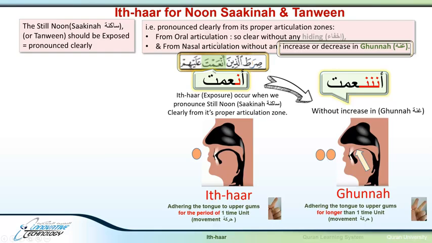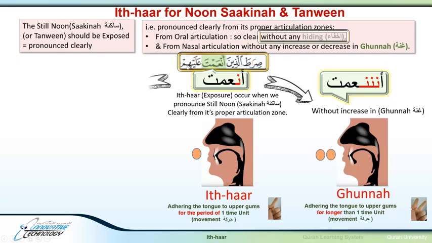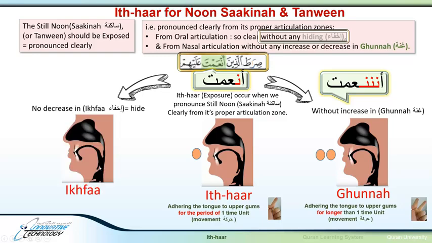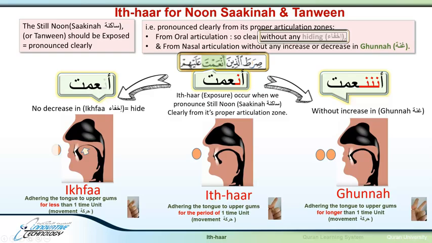On the other hand, we've said we shouldn't do ikhfa. Hiding shouldn't be done, which is basically reducing it to less than a single time unit. So decreasing it further than a single unit is not acceptable. In this case, we'll give an example where we adhere the tongue for less than 1 time unit: أنعمت. That's not zahir, that is ikhfa. So this is not good.